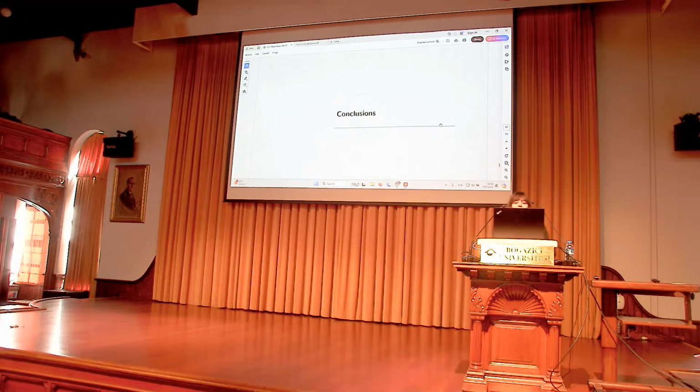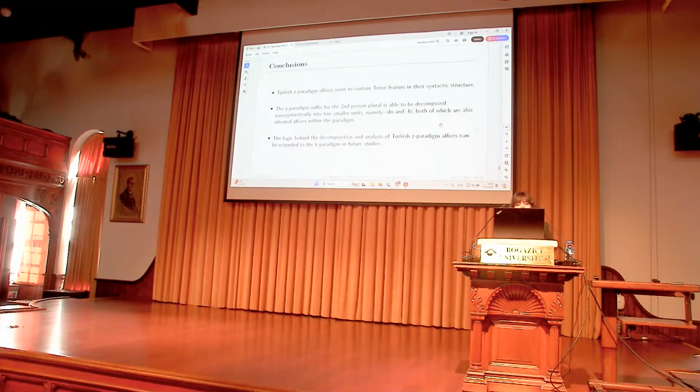So that was the plurals derived. And my conclusion is that Turkish Z paradigm affixes seem to contain tense feature in their syntactic structure. The Z paradigm suffix for the second person plural is able to be decomposed syntactically into two smaller units, namely sın and uz, both of which are also attested affixes within the paradigm. And the logic behind the decomposition, I think, could be applied to the K paradigm as well in future studies. Thank you for listening.